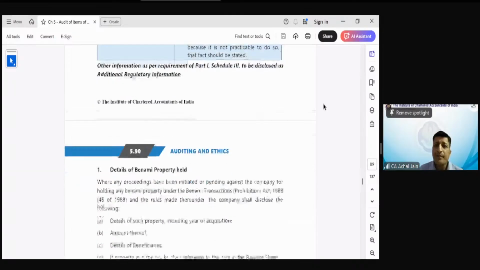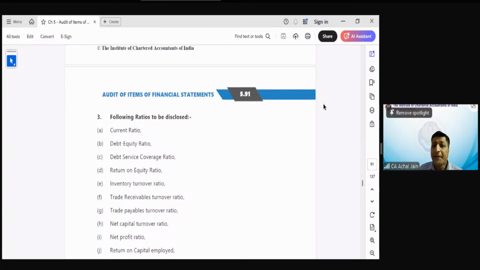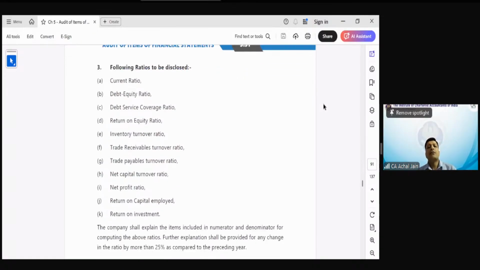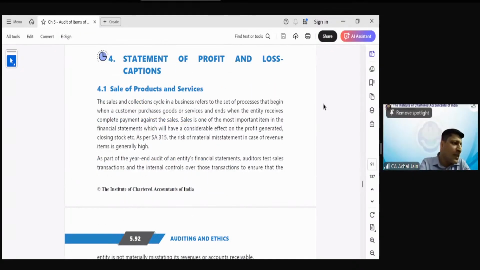Clear? Then some of the things in relation to ratios, which are required to be included in the financial statements and may have some sort of analysis, are also required to be captured. So this is what we had on contingent liabilities and provisions in terms of their audit procedures.